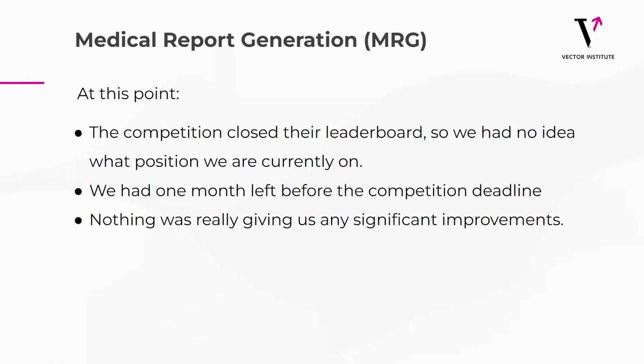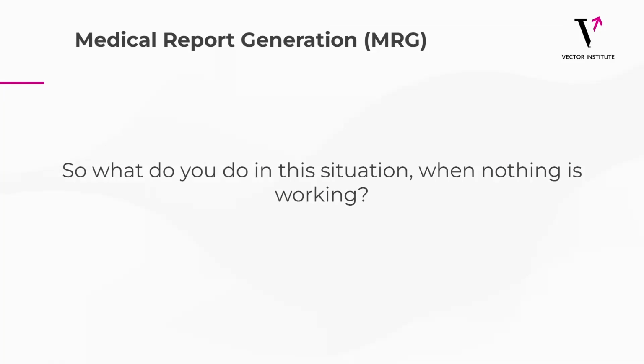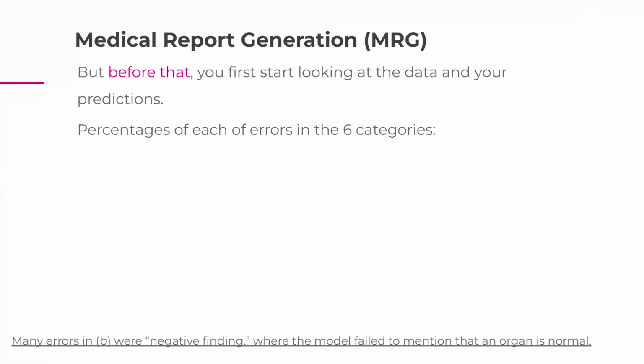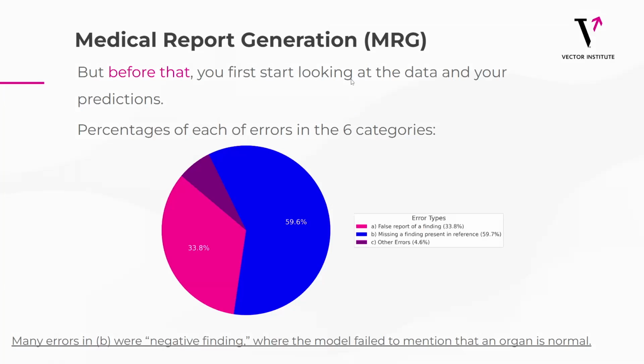So what do you do in this situation when nothing is working? You obviously start cheating. No, I'm just kidding. Before you start cheating, you have to look at the data and the predictions. GREEN gives you errors in 6 categories, so we plotted them. We wanted to see what types of errors we were getting.